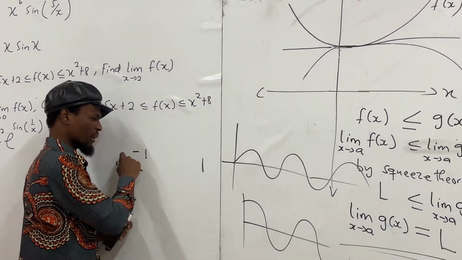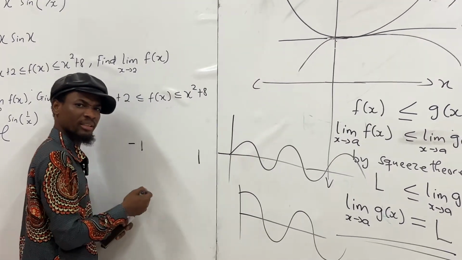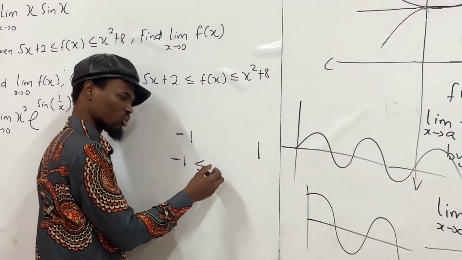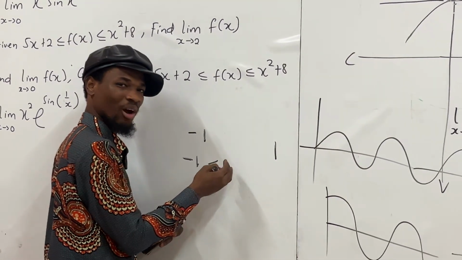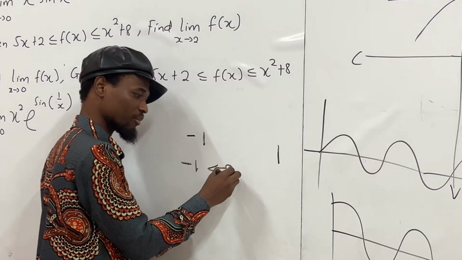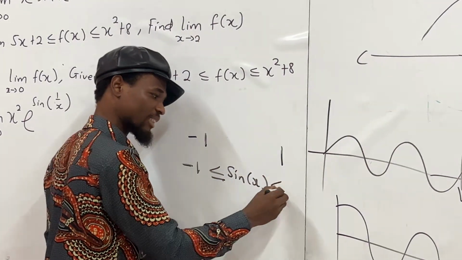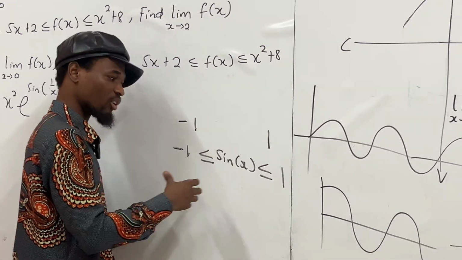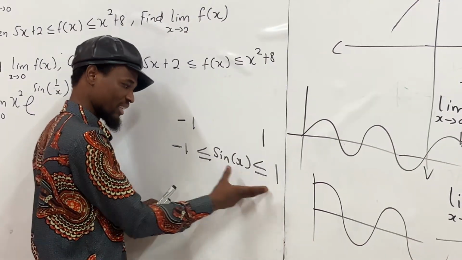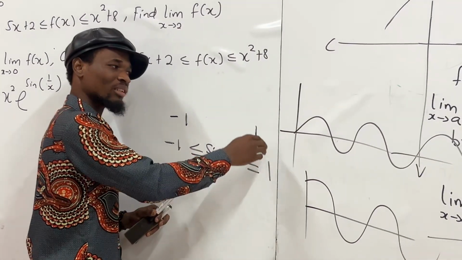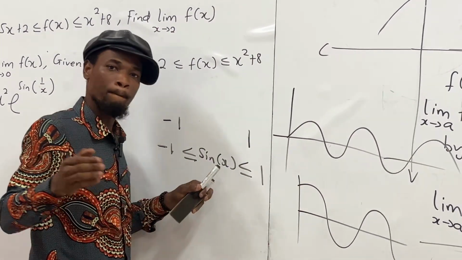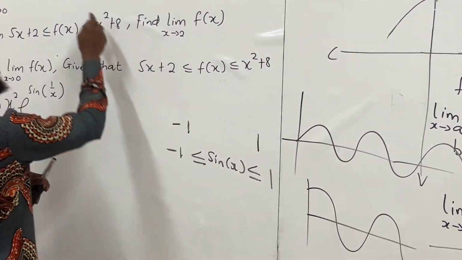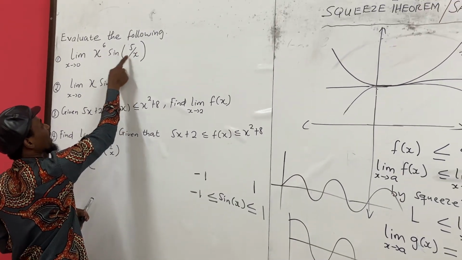So you can write this as a mathematical statement. You can say -1 is less than or equal to a given function, let's say you are considering the sine function, so let's say sine x, then less than or equal to 1. In other words, whatever values you get over here is between this and this. So these oscillating functions are bounded.